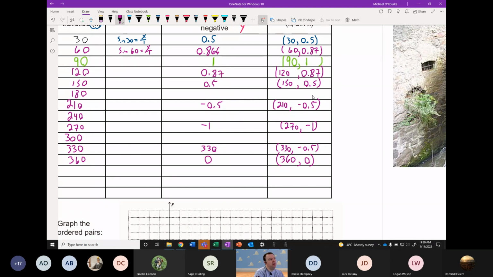Did anyone do 180? What do we have for 180? 0, good. Now with that knowledge, if we take a look at what numbers are coming up here, what number do you think is going to go in this spot right here?